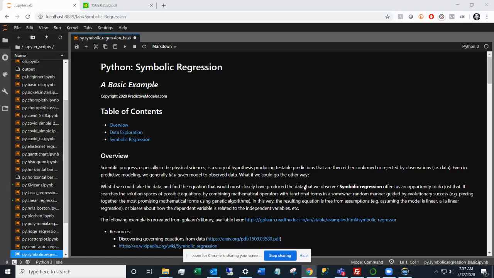So I'm excited to talk today about symbolic regression. Generally, the relationship with data and trying to model data is one of making a hypothesis, assuming a functional form, and then fitting that form using the data. And there are different mechanisms of fitting it.